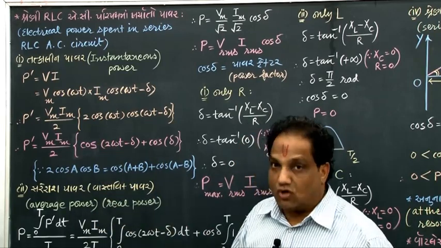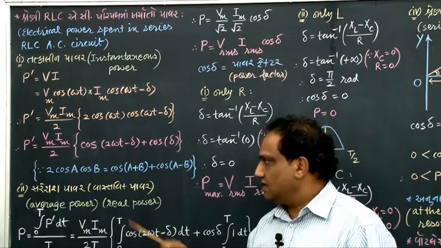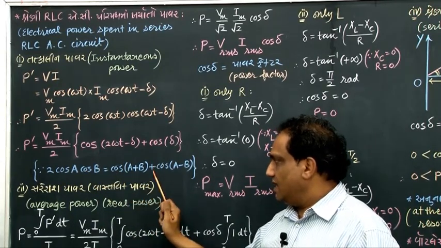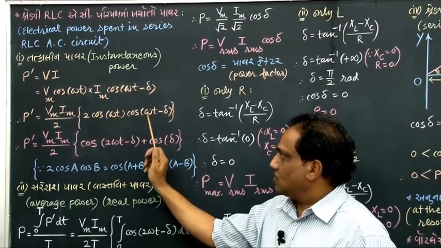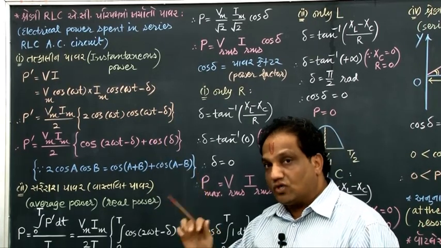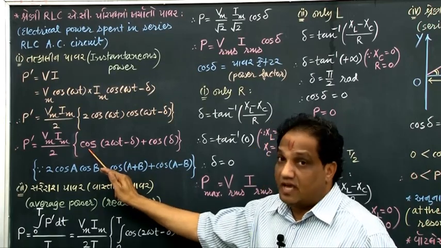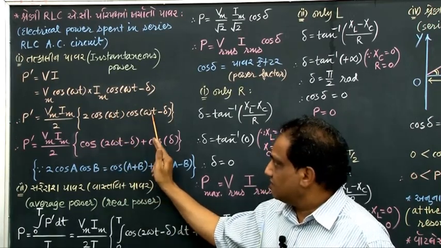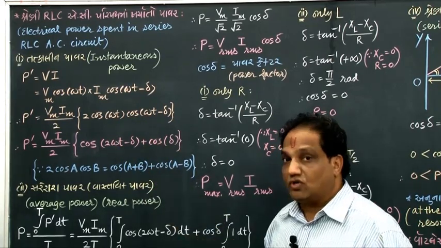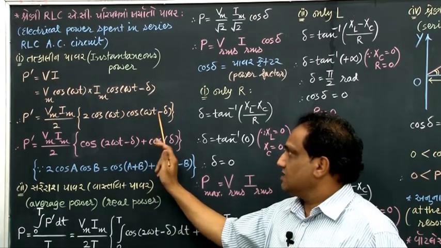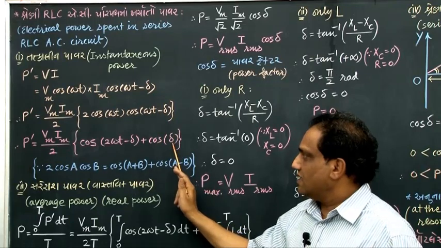There is a formula in trigonometry: 2 cos A cos B is nothing but cos of A plus B plus cos of A minus B. So cos of A plus B means omega t plus omega t, that is 2 omega t minus delta, plus cos of A minus B, this minus this: omega t minus omega t will cancel, minus minus plus delta.